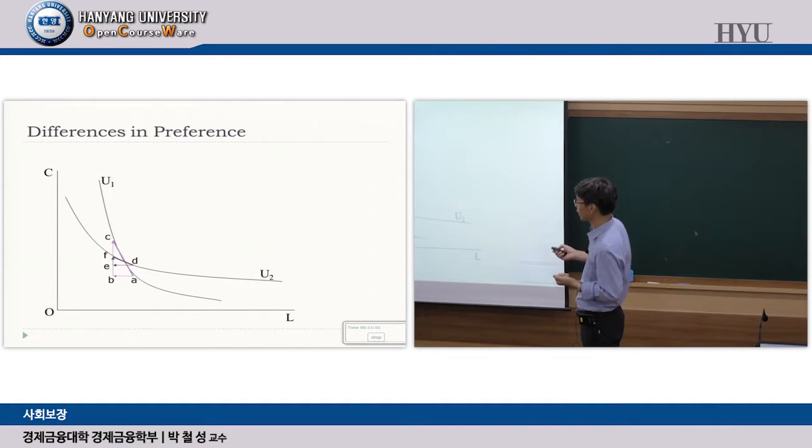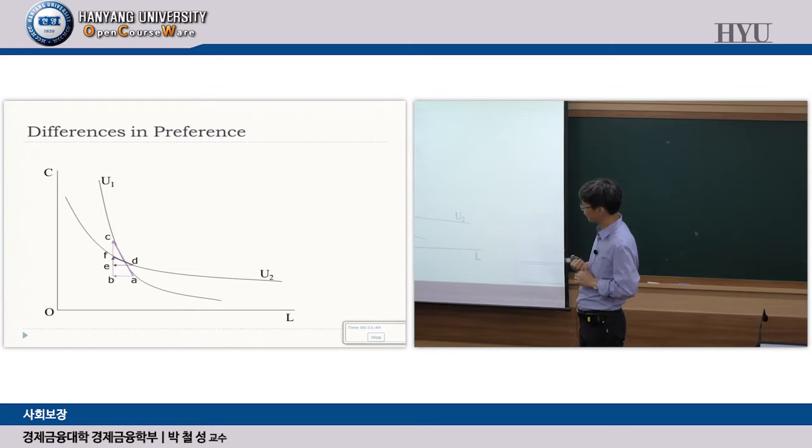Now, compare these two individuals, person 1 and person 2. Who likes leisure more in relative terms compared to consumption? Person 1 or 2? It should be person 1. Why? Since this person wants to sacrifice more consumption than person 2 for leisure. Okay, very close.